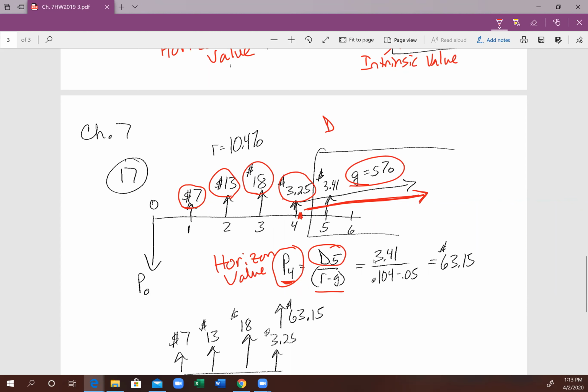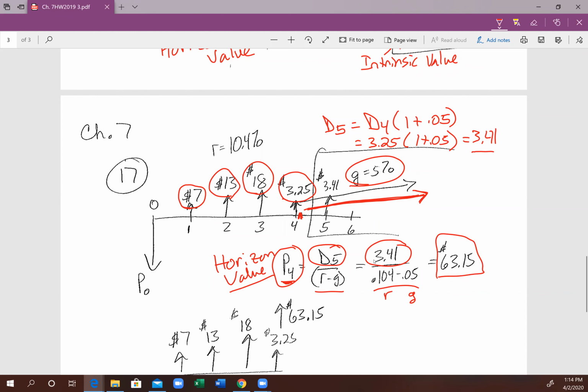Well, we don't have D5, but we do have D4, and we have a growth rate. So if D4 is $3.25, then D5 would be equal to, I'm assuming I did the math right, 3.41. So now if we want to find the horizon value, we need D4 divided by R minus G. We just calculated D4. We were given R. We're given G. We can find the horizon value.